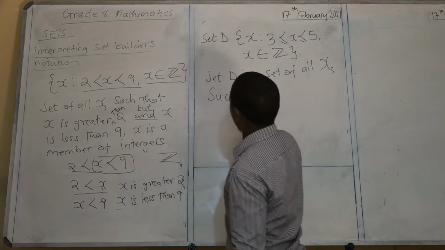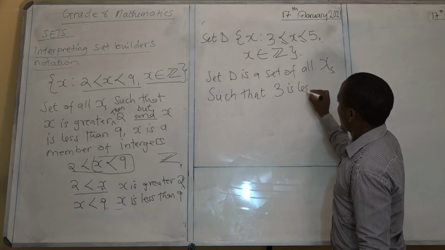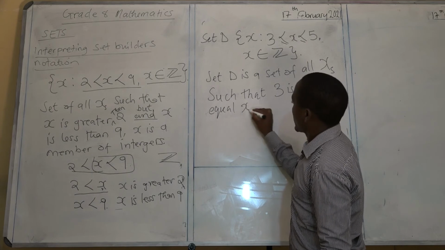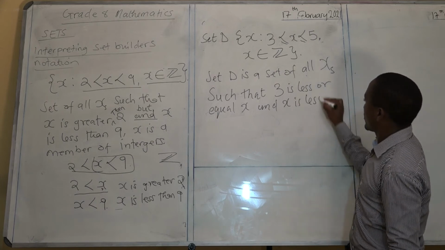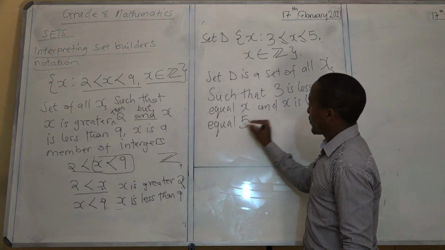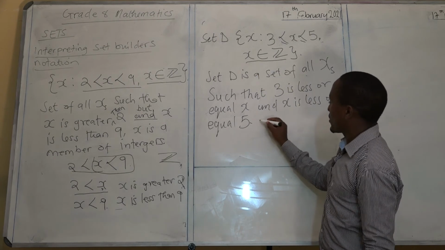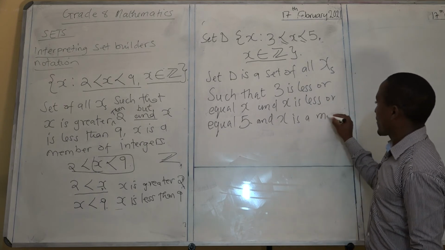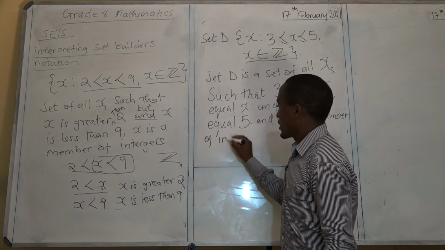So you can write this set as: set D is a set of all x such that 3 is less than or equal to x and x is less than or equal to 5. Then you have been told that x is a member of integers.